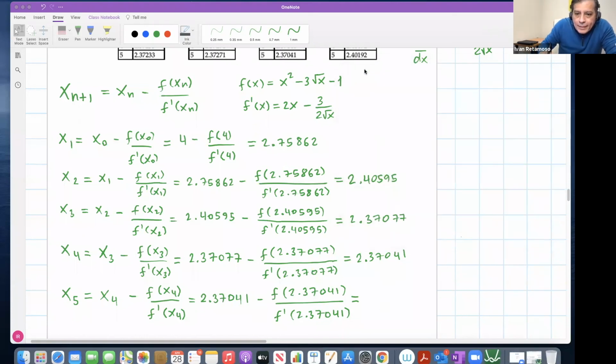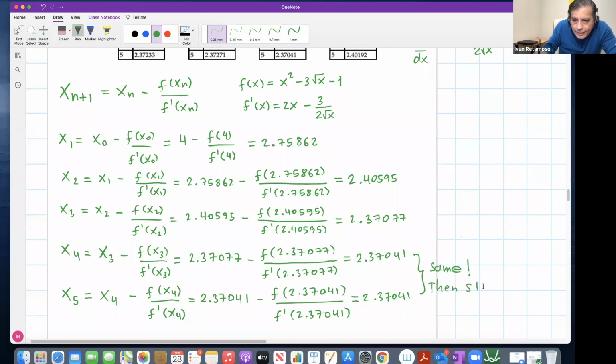You put down this guy, which should be 2.37041. Same. So it means that you stop. Because if you continue doing this, it will repeat itself, so it doesn't make sense to continue. That's it. You follow, guys?